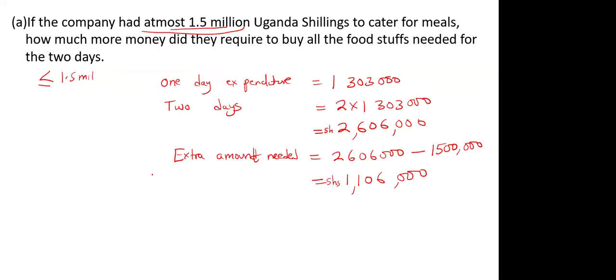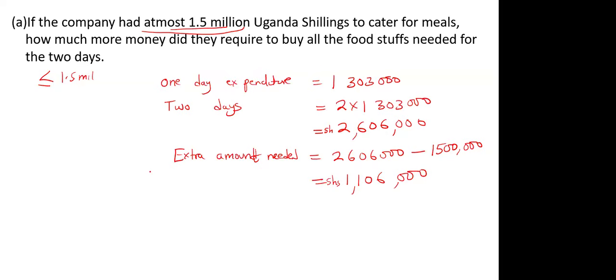Lighton. According to me, I'll conclude by saying the company needed more 1,106,000 shillings to buy all the food items needed for the 2 days. Okay, thank you, Lighton. That is good. Nish. Oh, Nish's hand is down. Simon. The company will need more 1,106,000. Okay, yes, that is correct. So that's how you conclude.